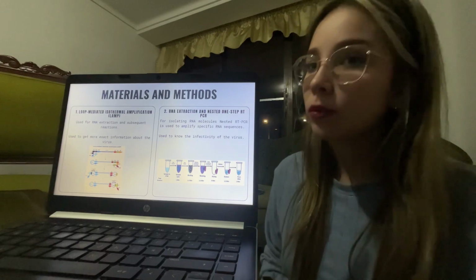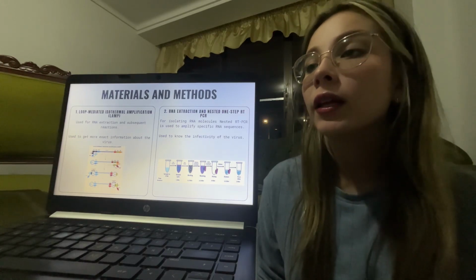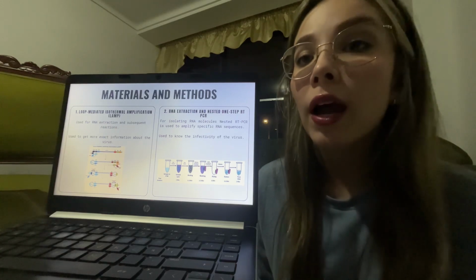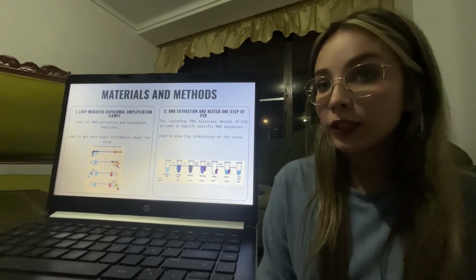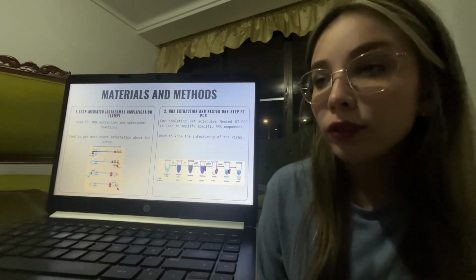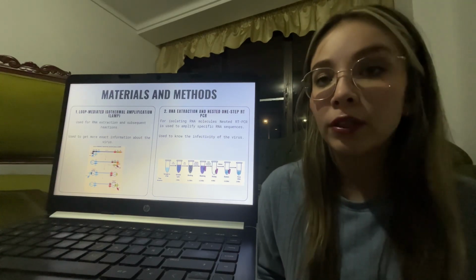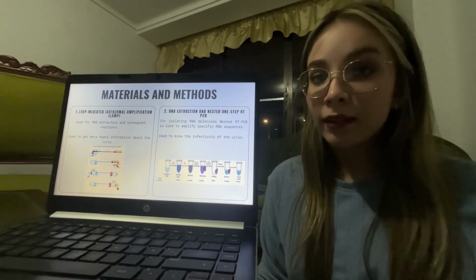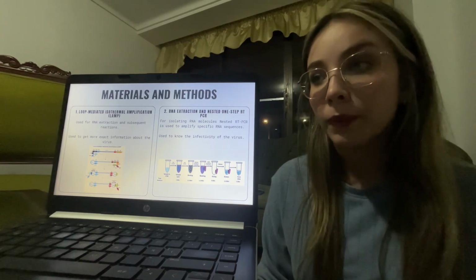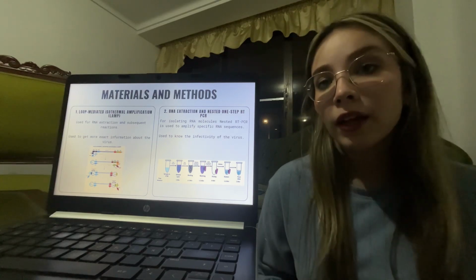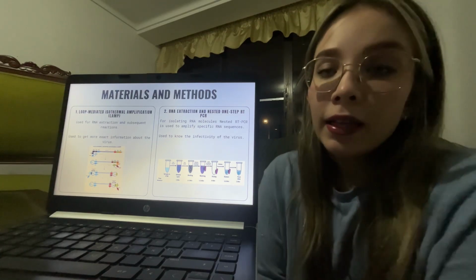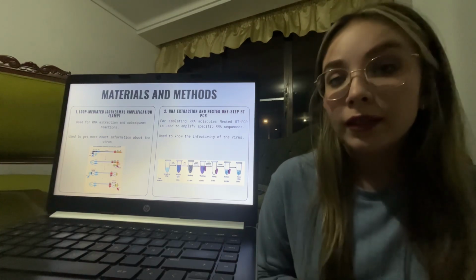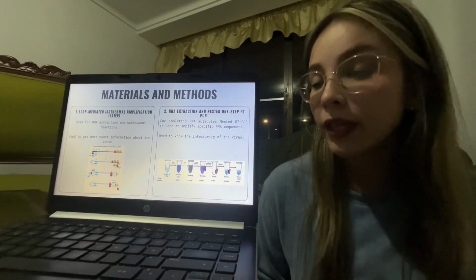For material and methods, we have first the loop-mediated isothermal amplification, or LAMP, that is used for RNA extractions and to see their subsequent reactions. This is used to get more exact information about the virus. Then we have the RNA extractions and nested one-step RT-PCR. This is used for isolating the RNA molecule and to amplify specific RNA sequences. This is used to know the infectivity of the virus.